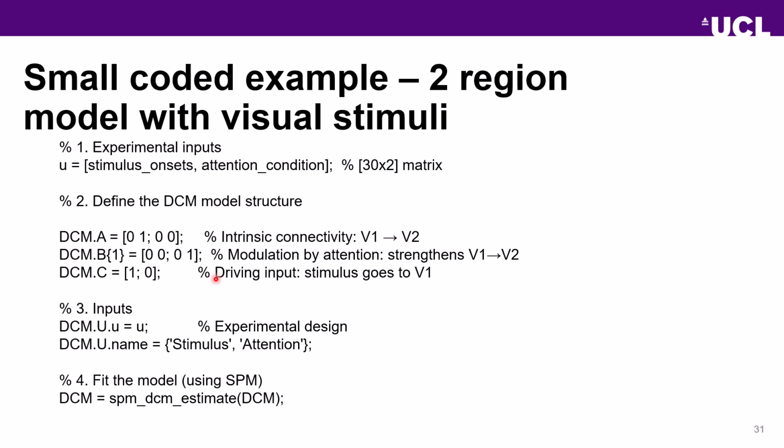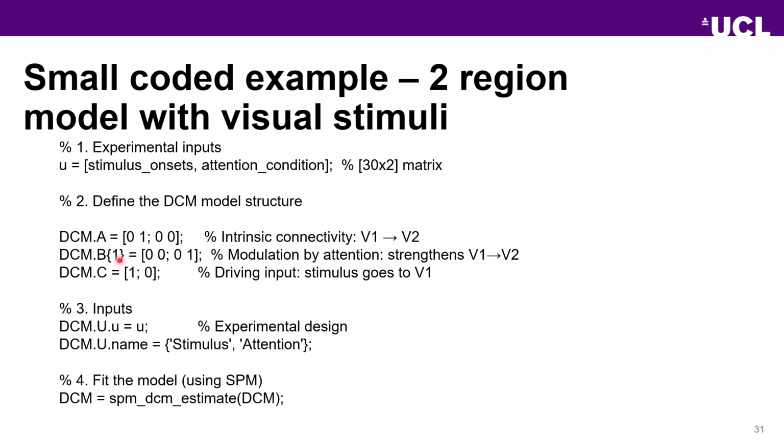We want to look at our attention strengths, so we're modeling the attention on region 2, and we have our input going into region 1. So in this model, what we're saying is in region 1, we have it going into here, into V1, and then it's connected to V2 in one direction, and we're modulating the attention of V2 to see how that alters. So this is the parameter we're trying to estimate and how that changes with this model.